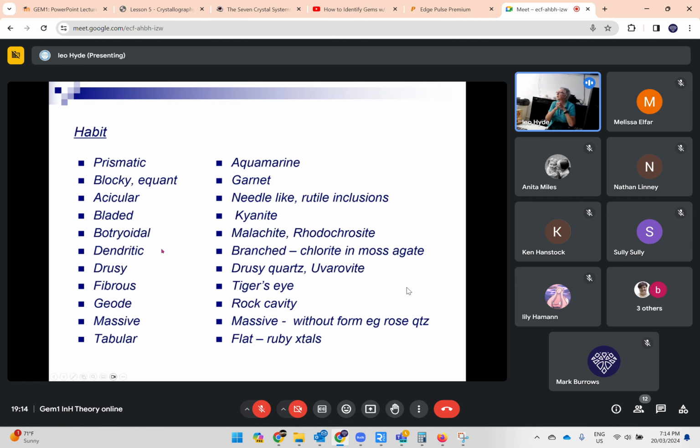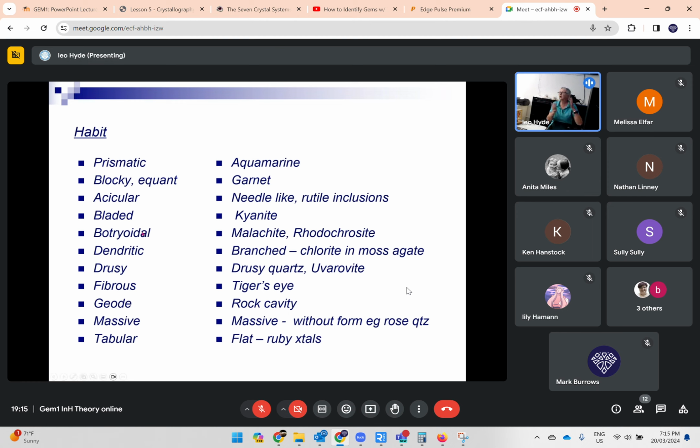Dendritic is something like if you see moss agate, it's not really moss inside there. They are green crystals, but they grow in this pattern like branches of a tree. Druzy just means tiny, tiny little crystals, because I showed you a picture of uvarovite last time, tiny little green garnet crystals on a base rock. So know an example of each of these for your exams. It's a minor thing, but it is something that will come up.